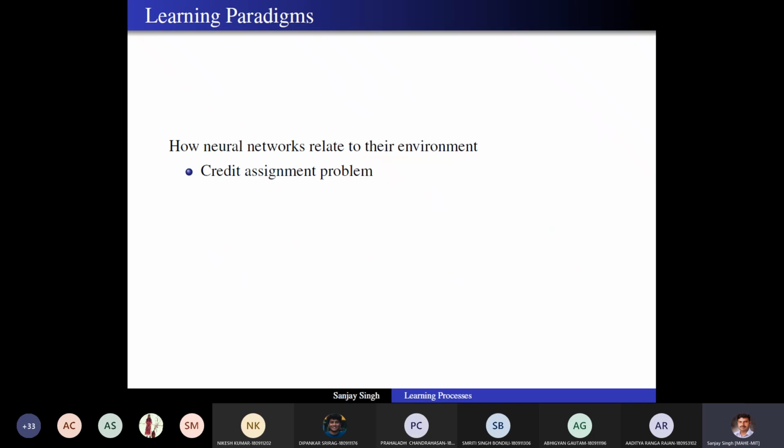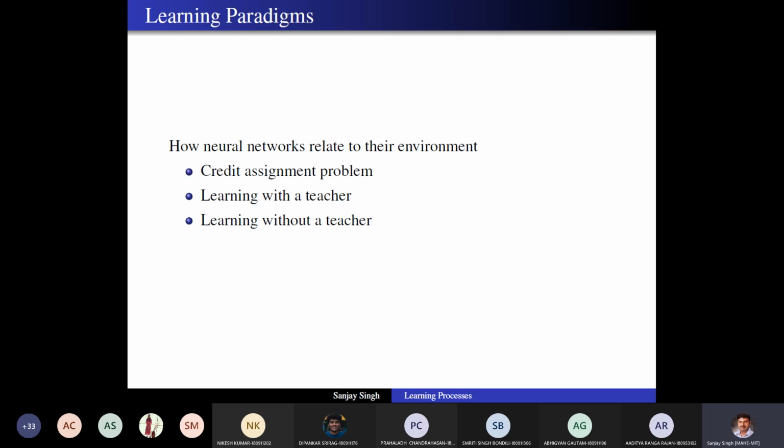So likewise, there are basically learning paradigms, but before these learning paradigms, there is something called the credit assignment problem, and then there is broadly learning with a teacher and learning without a teacher. Learning with a teacher is also known as supervised learning. Learning without a teacher is called unsupervised learning. But before that, a related term: the credit assignment problem.